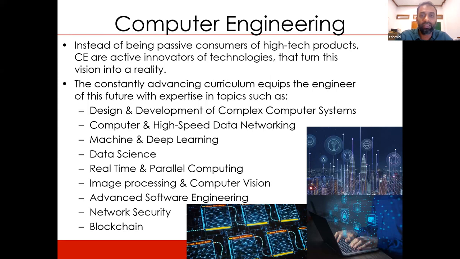Computer and high-speed data networks is part of computer engineering. Machine learning, deep learning, data science aspects. These are all aspects of artificial intelligence, which is a cutting-edge field that is affecting many, many parts of our life. And some of it you might know, some of it you might not know. Then real-time and parallel computing, image processing and computer vision, with all the surveillance and security that such surveillance gives you, that is all a huge part of computer engineering.